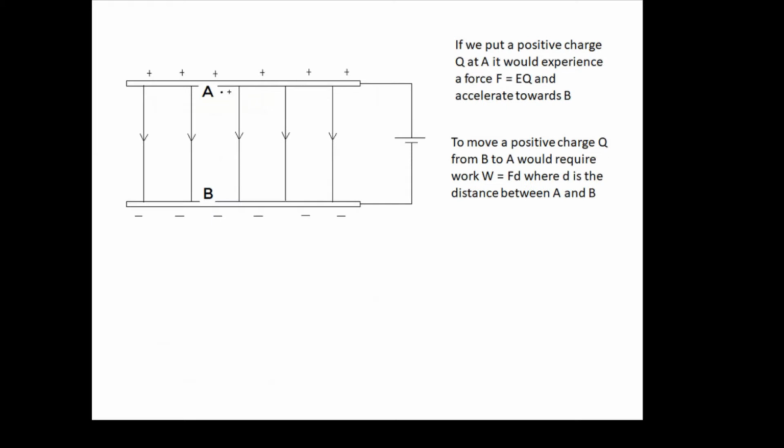Now, if we put a positive charge at Q and let go of it, it would move towards the negative plate. It would experience a force F equals EQ, and it would accelerate towards B. If we had a positive charge at B and we wanted to move it to A, then we would have to do work. Work equals force times distance to move it from B to A.